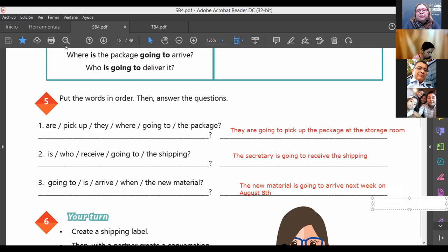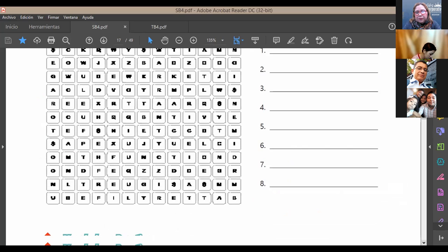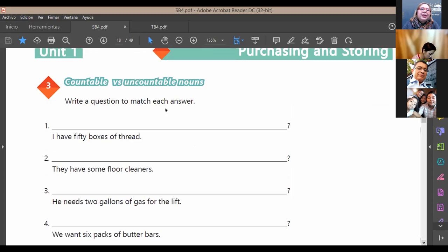Y en esta, miren. Page 18. Aquí lo que tenemos que hacer es how much and how many questions, okay? Vamos a ver, según la respuesta que tenemos, it says write a question. La respuesta dice, I have 50 boxes of thread. ¿Cómo podría ser la pregunta? El objeto es thread. Hilos. How many?